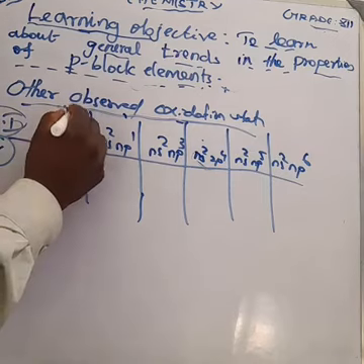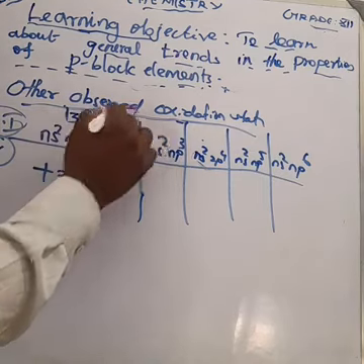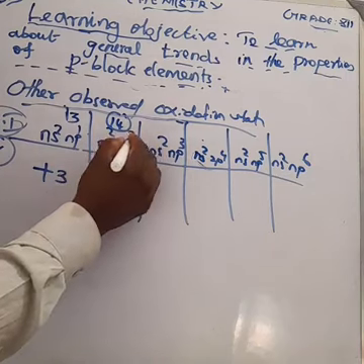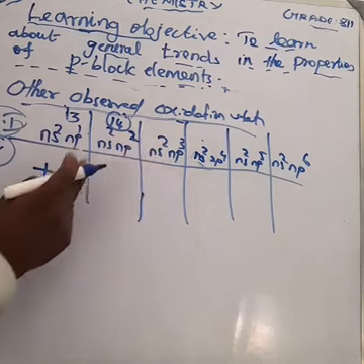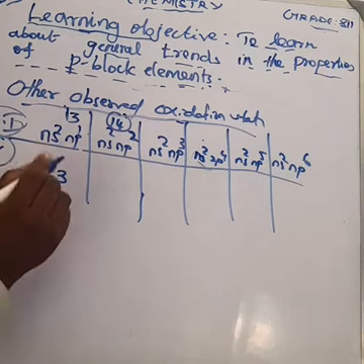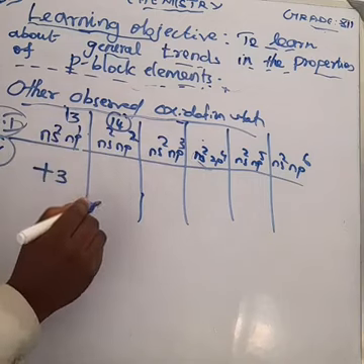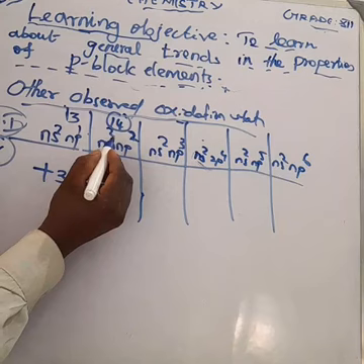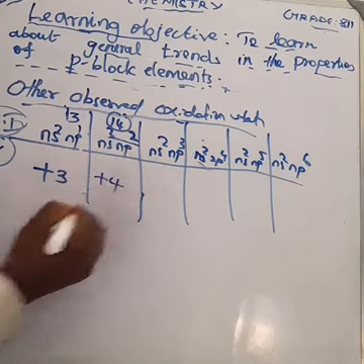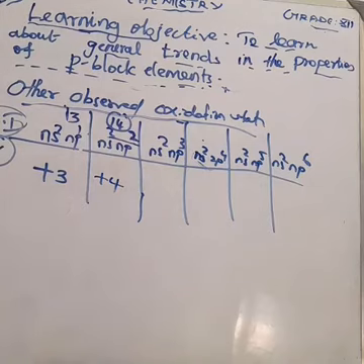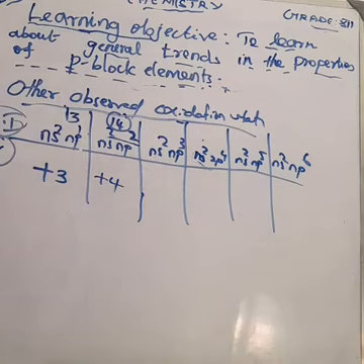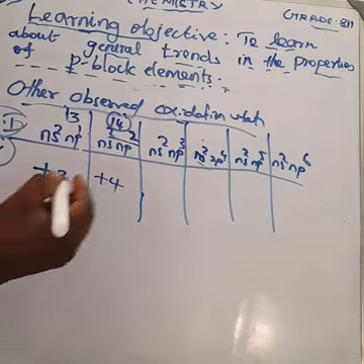Can you understand? Next, the 14th group. The general electronic configuration is ns2np2. For example, carbon. The atomic number of carbon is 6. The electronic configuration is 1s2, 2s2, 2p2. In the last shell, how many electrons are there? 2 plus 2, 4. So the oxidation state is plus 4. Leave the 1s, take 2s and 2p, and counting them we get plus 4.